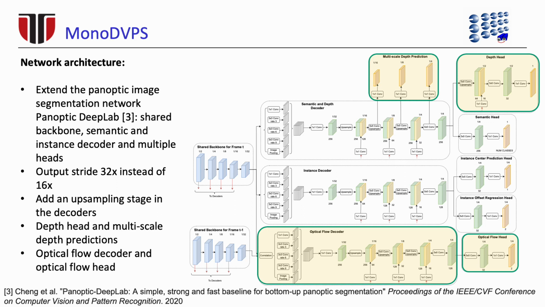Our network architecture is based on the image panoptic segmentation network Panoptic-DeepLab with several changes. We also introduce a depth head and multi-scale depth predictions on top of the semantic decoder, and finally we extend the backbone with an optical flow decoder and head.